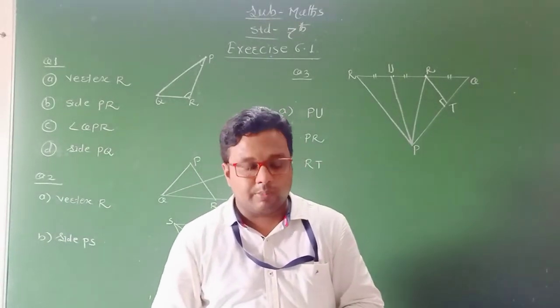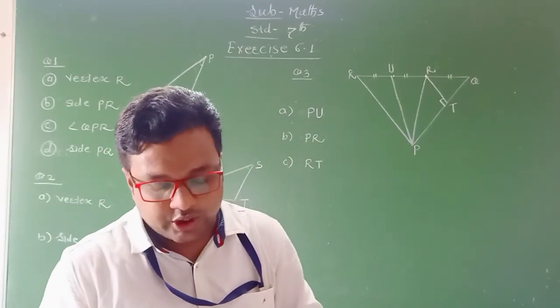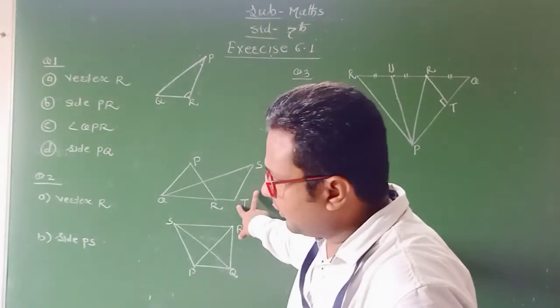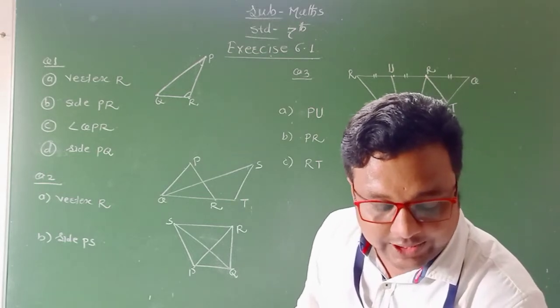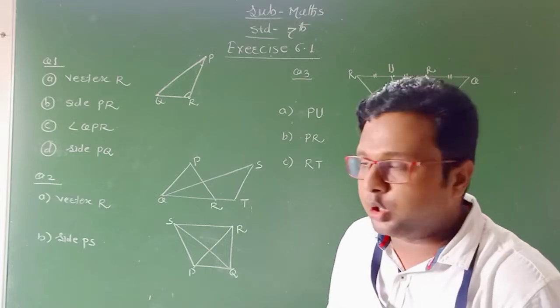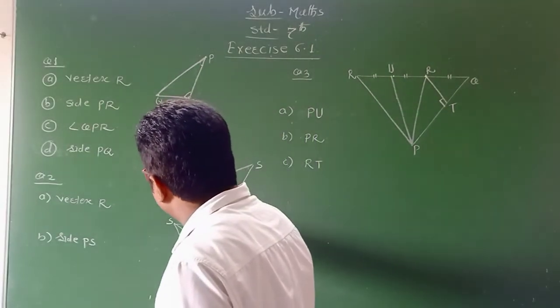Now see question number 2. Question number 2 is given. Answer the following questions. In example A this figure is given. Okay. Now what is the question here? Which vertex is opposite to side PQ of triangle PQR? Now in this figure first we find the triangle PQR. This is the triangle.